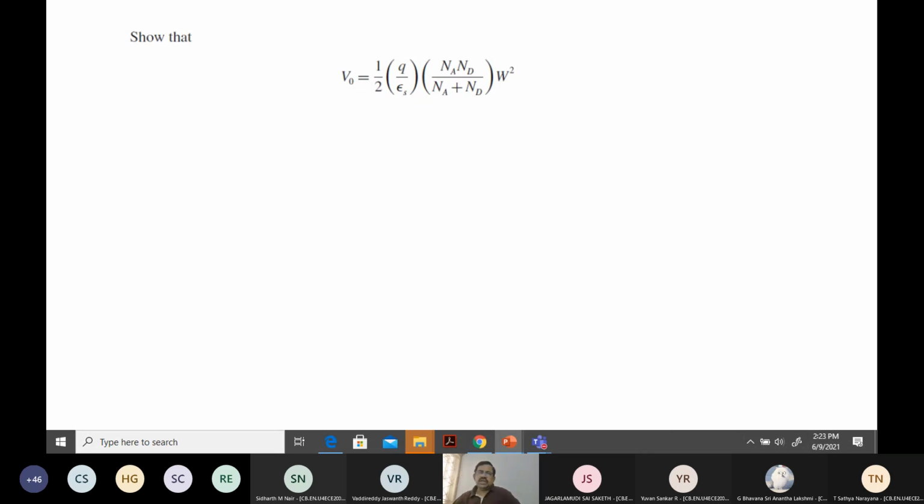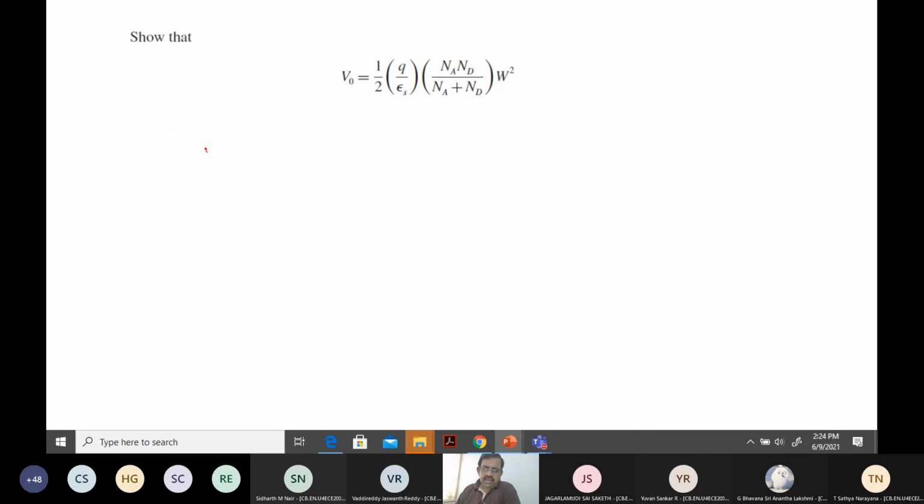So what is Q? Q is the charge of the electron, and epsilon S is the permittivity of the semiconductor material, and then you have Na and Nd, the concentration of acceptor impurity and donor impurity. W square, W is the symbol for the depletion width. So this is very simple, super simple.